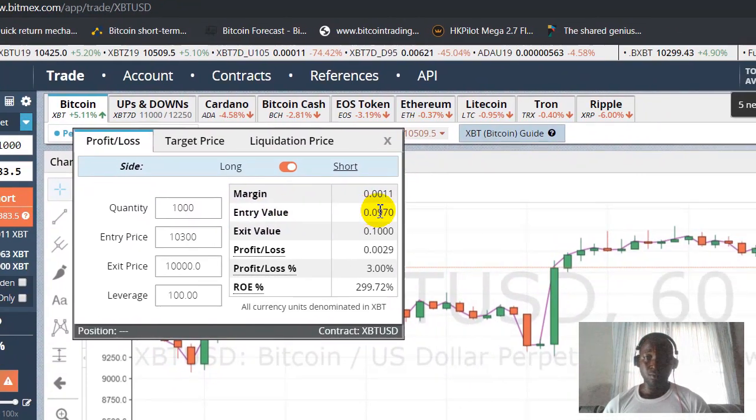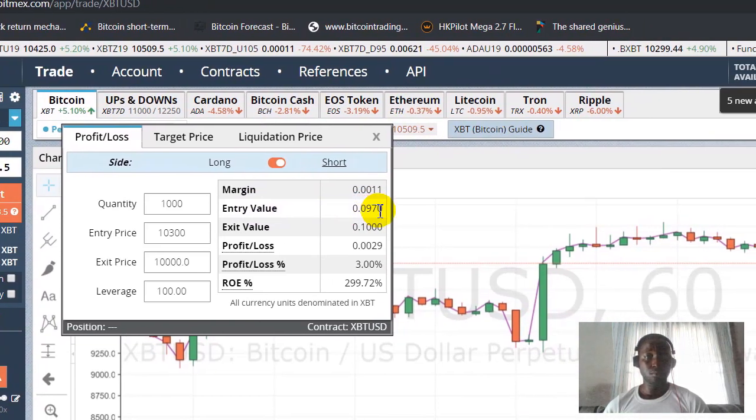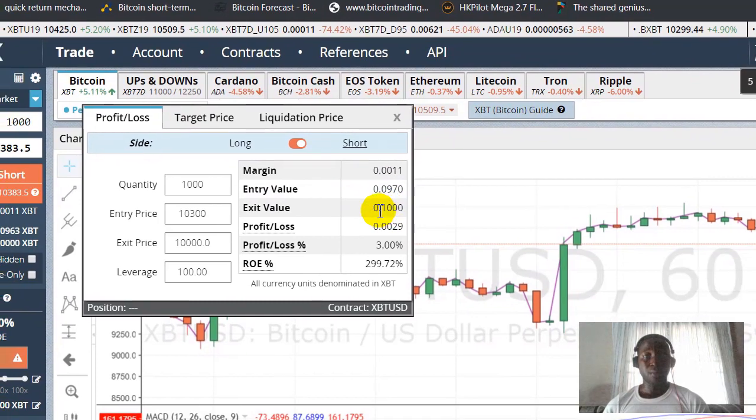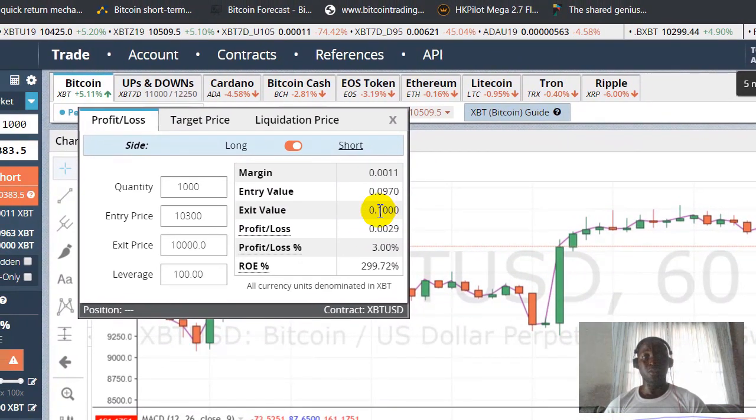So the entry value is 0.097 Bitcoin, and my exit value, the profit I'll be making, is that I'll be exiting with 0.1 Bitcoin. You can imagine. Now, the profit we're making is in Bitcoin. Note, the profit we're making is in Bitcoin and not in dollars. We're leveraging to increase our Bitcoin value.